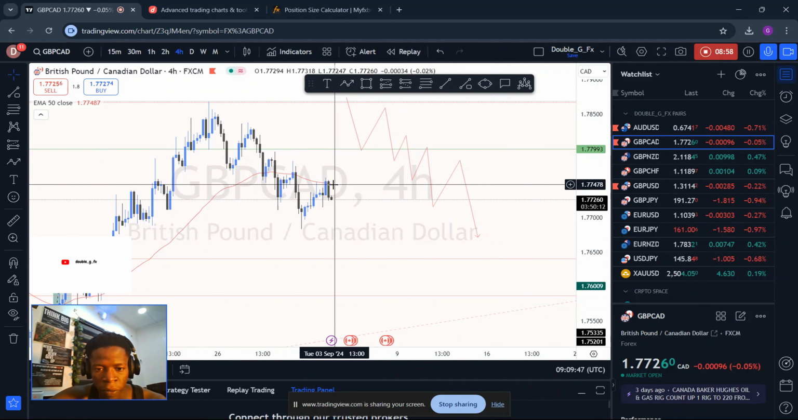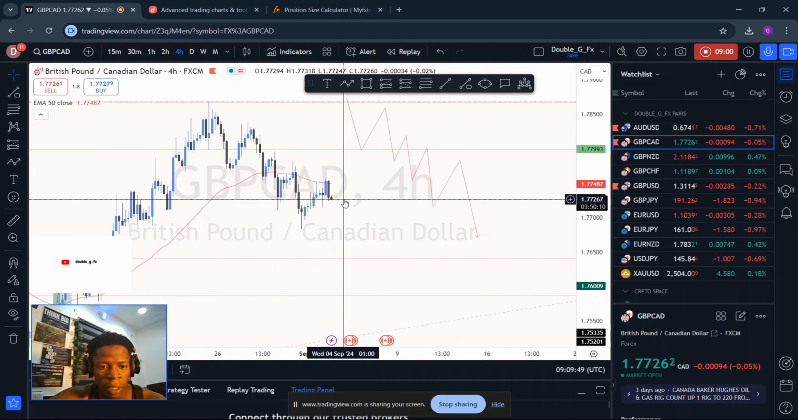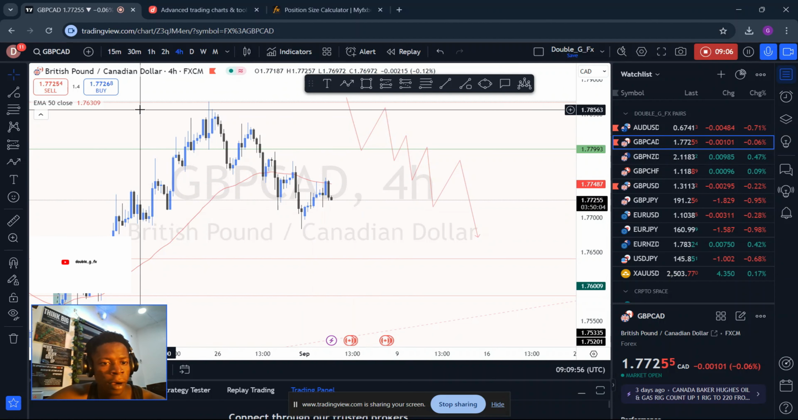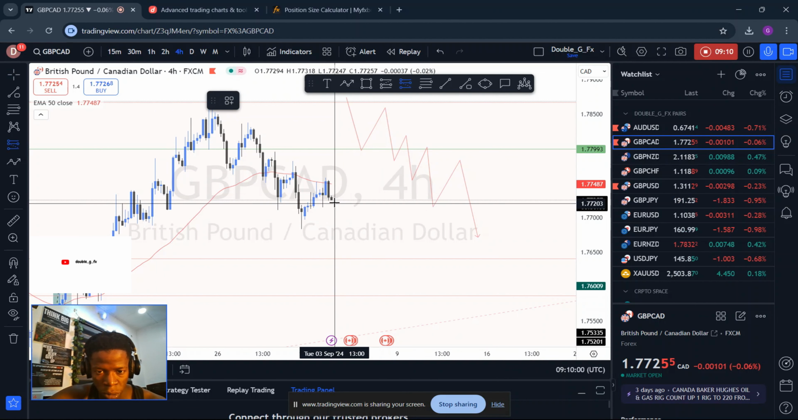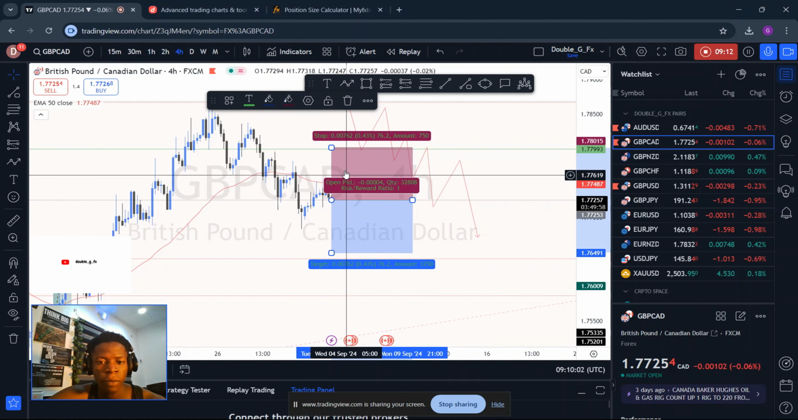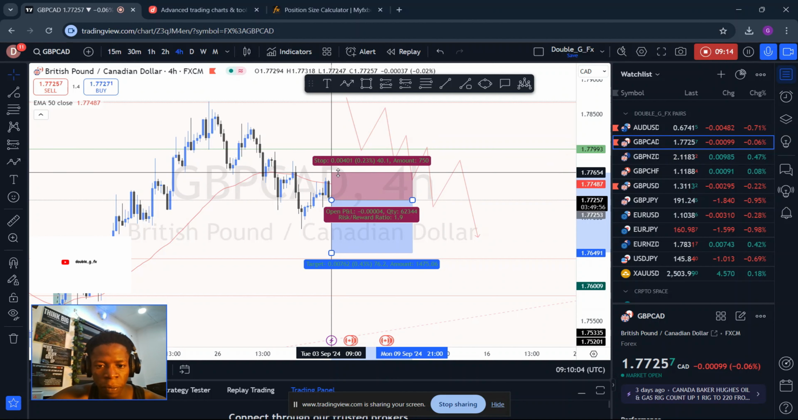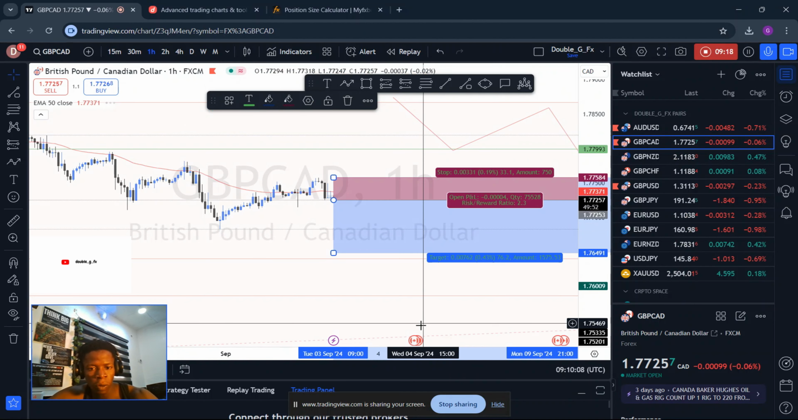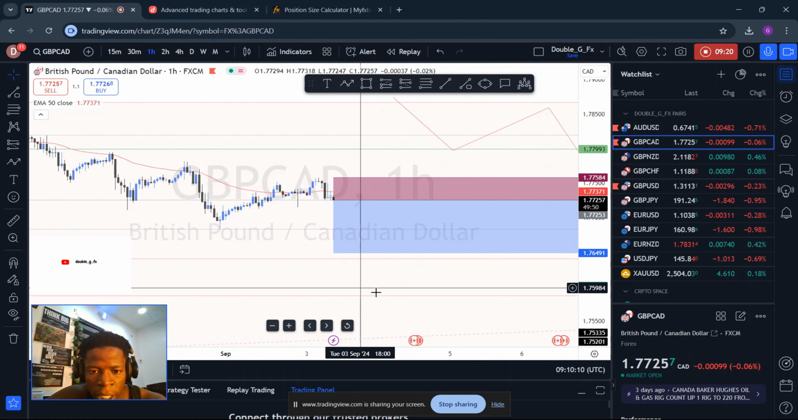Our 4-hour candlestick engulfed the last 4-hour candlestick. So we might have price come down. If I want to take this trade, I will just short it almost instantly, but you still have to wait for entry confirmation. So let's check out our entry confirmation on the smaller time frame.